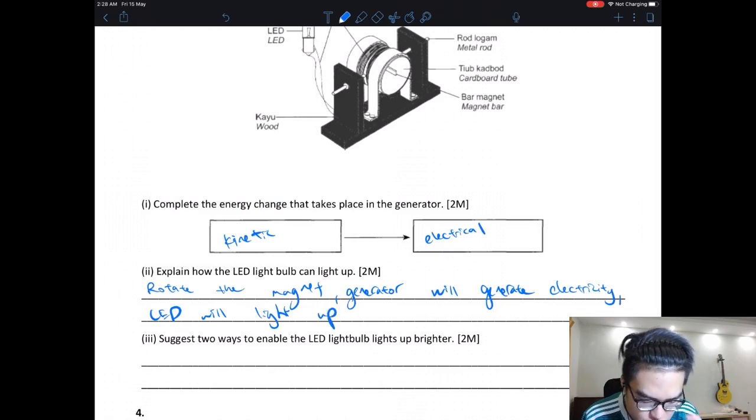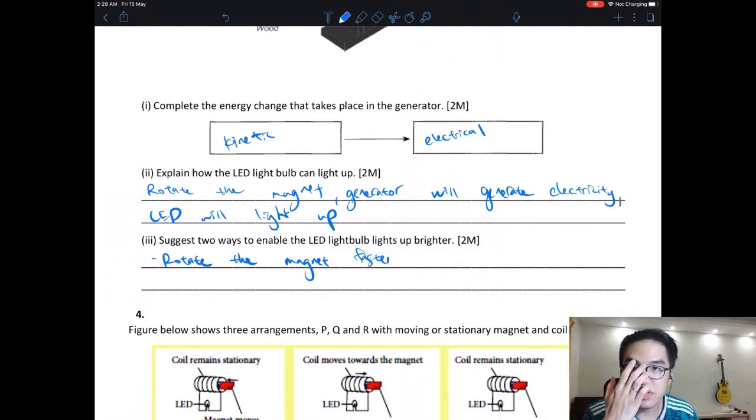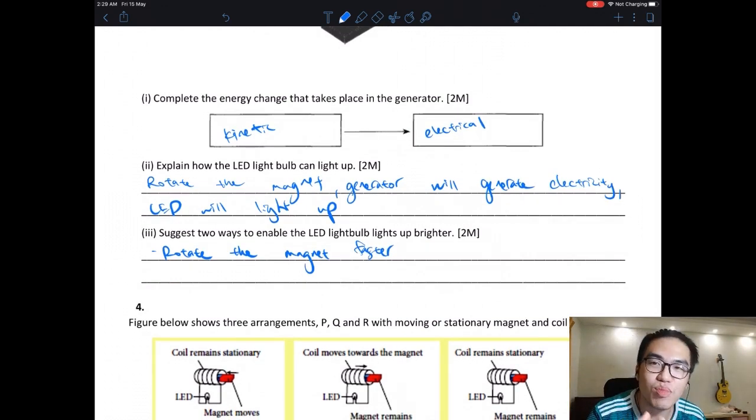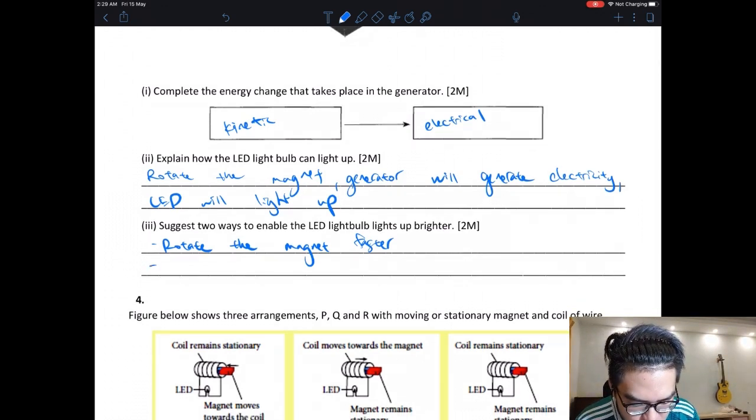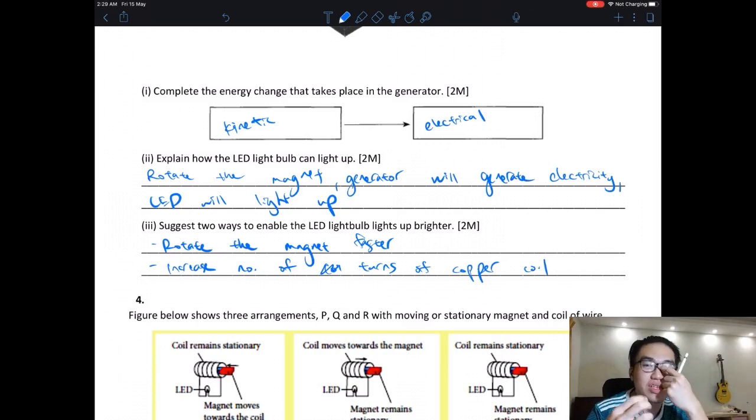Number 3, suggest 2 ways to enable the LED to light up brighter. You can rotate the magnet faster. Common sense, the more kinetic I use, the more electrical energy is produced. So brighter lah, of course. Rotate the magnet faster. Or you can say increase the number of coils or turns of copper coil. What does it mean? It means coil more times. Instead of 200, I use 400. I can create more electricity.